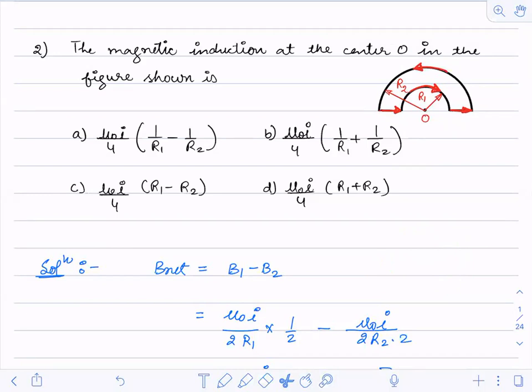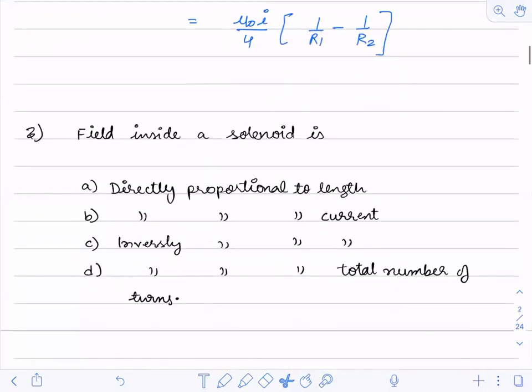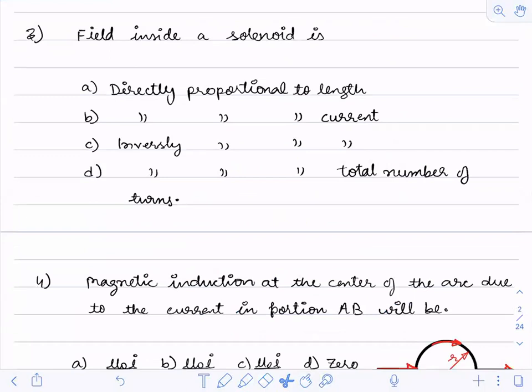Now question number 3. Field inside a solenoid is directly proportional to length? No, it does not depend upon length. Directly proportional to current? Yes, the current flowing through the solenoid does affect the magnetic field produced by the solenoid. Inversely proportional to current? Wrong. Inversely proportional to the total number of turns? Wrong. So which option is correct? Option B is correct over here.